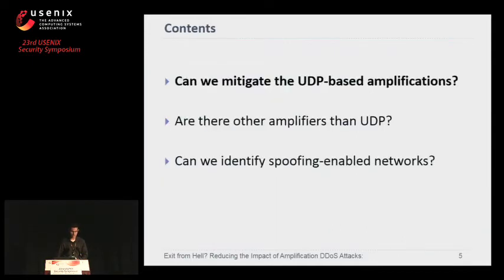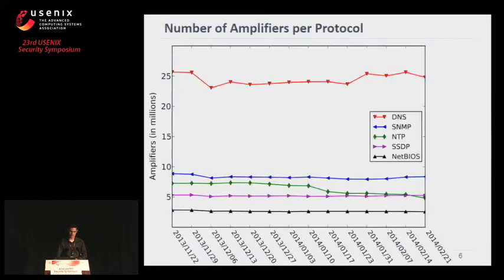In this work, we mainly try to address three things. One is that we would like to see if we can mitigate the existing protocols that we see. Mainly, we focus on the worst protocol we've seen for amplification, namely the NTP protocol. Second, we dive into protocols other than UDP that can be abused for amplification attacks. In particular, we look at TCP. And third, we have a method to identify the root cause of such attacks, namely networks that allow IP address spoofing.